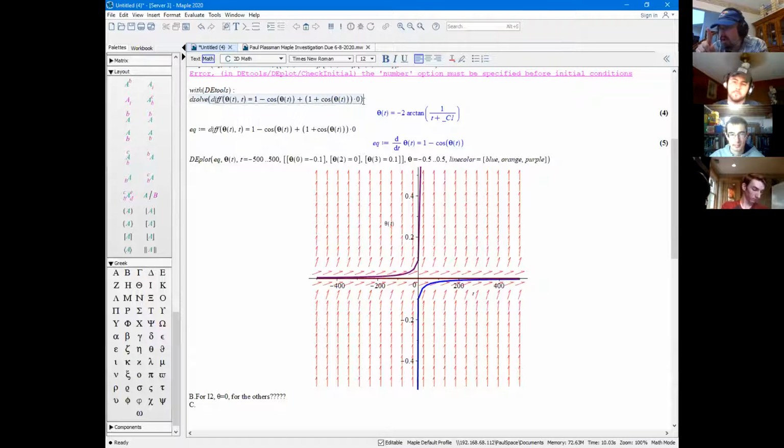So that's for part A. Part B was calculating the equilibrium solutions. The equilibrium solution for that DE plot appears to be where? Looks like 0. Yeah, and so reading the graph, you would say there's an equilibrium solution when theta of t equals 0.